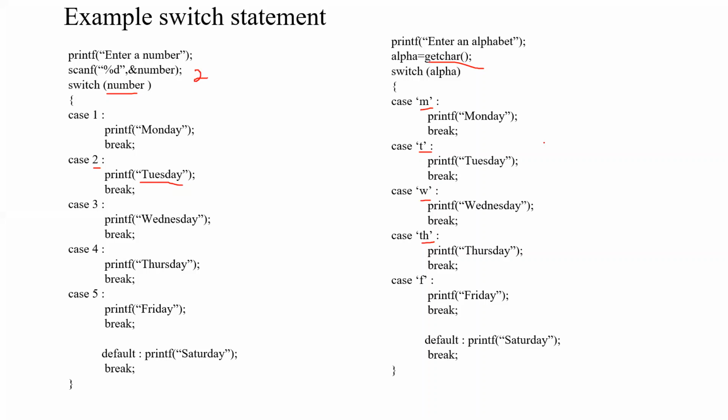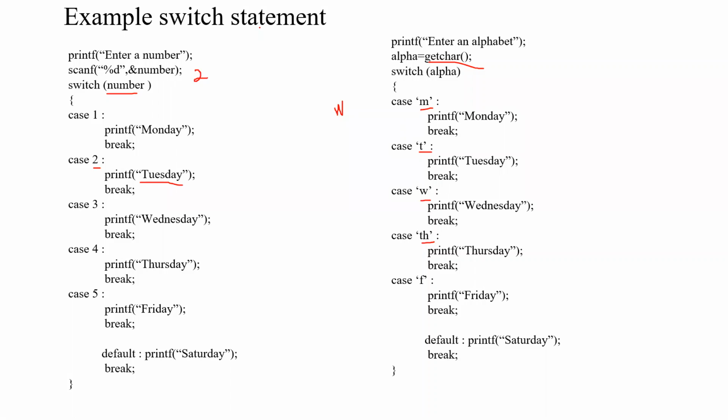So for using getchar, if I am accepting an alphabet, I can ask the user to enter an alphabet. If I am accepting the alphabet called W, what will be the output? Kaushik, can you tell me what will be printed if I am getting an input from the user as W? Kaushik, are you there?